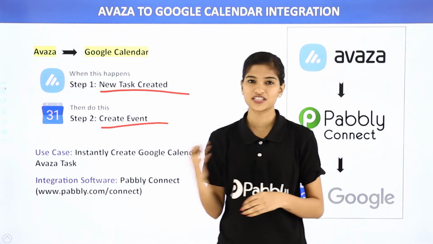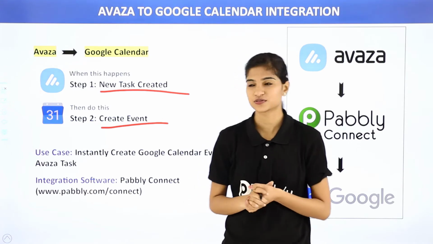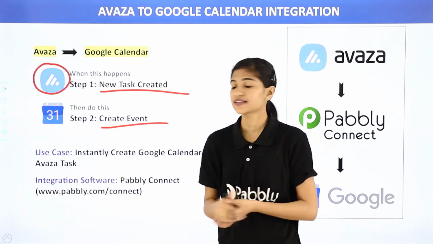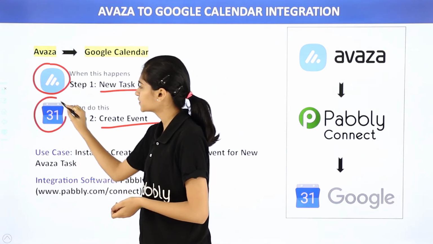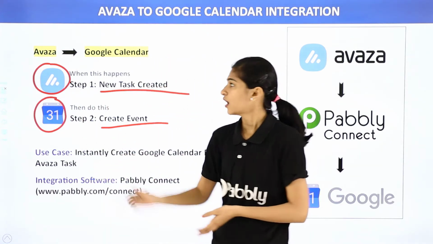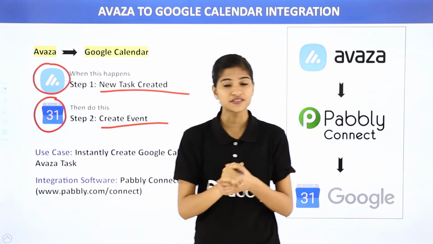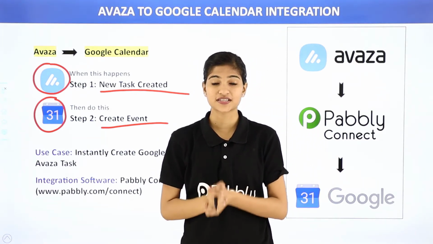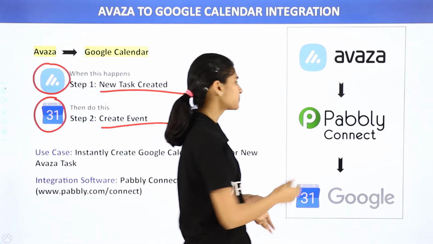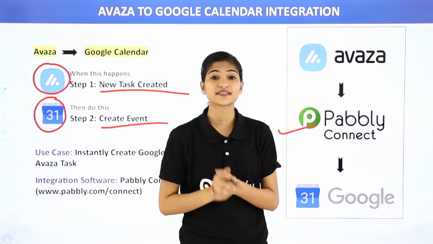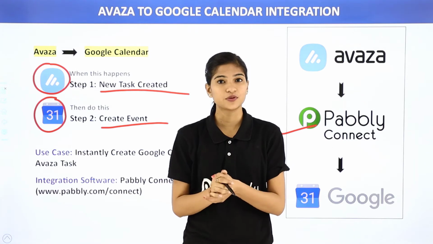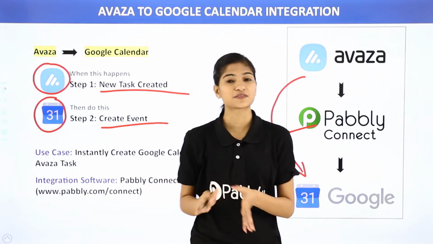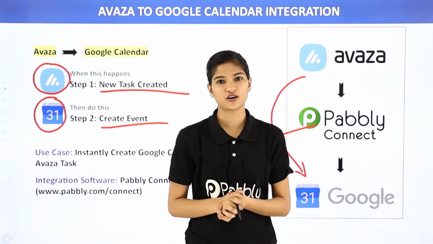Now let us know what these two software applications are all about. So Avasa is a business management solution software, whereas Google Calendar is a calendar service by Google. Although Avasa and Google Calendar have some native integration between them, but this integration has certain limitations, and that is why we are going to use Pabbly Connect. So Pabbly Connect is an integration software which will help you to transfer data from Avasa to Google Calendar. The best part here is you don't require any knowledge of coding.